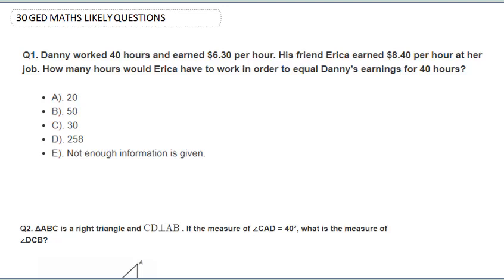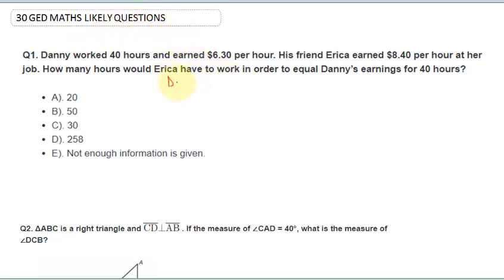Okay, so in today's maths, we are going to be solving 30 GED maths likely questions that you are going to be expecting in your exam. Now, the first question says, Danny worked 40 hours and earned $6.30 per hour. His friend Erica earned $8.40 per hour at her job. How many hours would Erica have to work in order to equal Danny's earning for 40 hours?